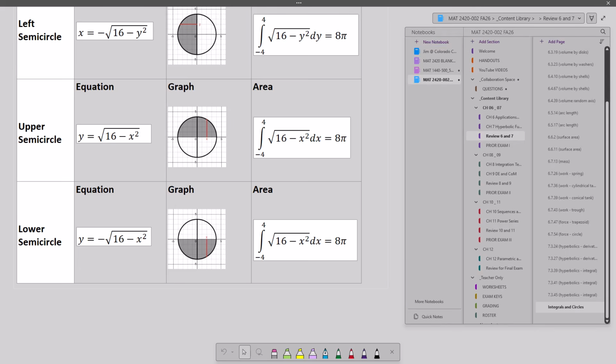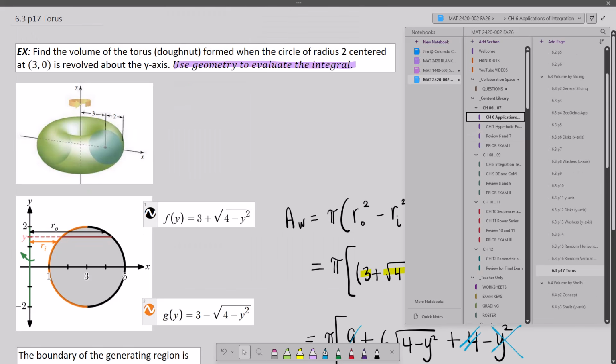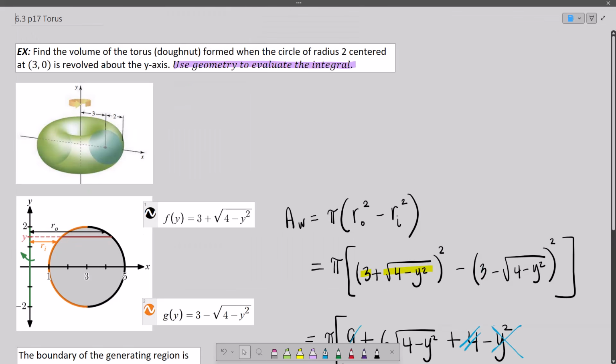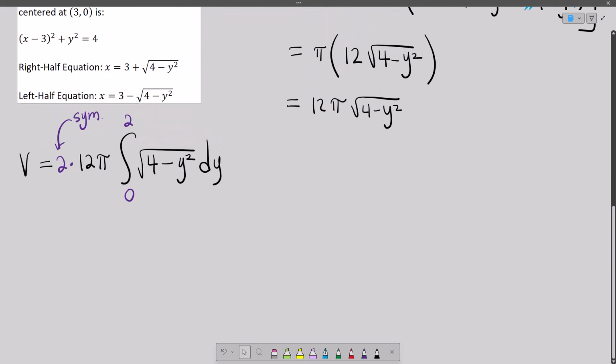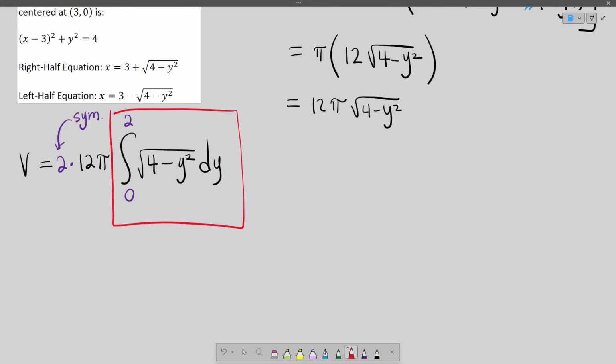So let's go back to where we were and see if we can figure out the geometry of this integral. So let's take a look at just the integral. What function are we integrating? We are integrating the function x equals the square root of 4 minus y squared. That is the function we are integrating. What is that? That's a semicircle.